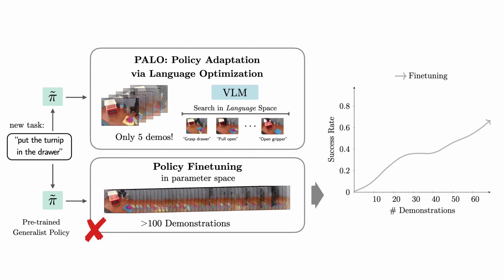Our PALO approach instead enables adaptation to new language tasks with as few as 5 demonstrations. Our key insight is that instead of fine-tuning model parameters, we can use demonstrations to decompose the new task with the help of a VLM. This lets us achieve much better scaling with a few demonstrations.